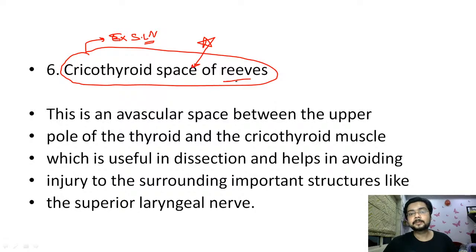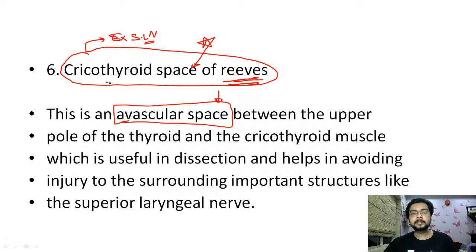So what is this space? This is basically an avascular space. Anytime you operate on a patient, you will want less bleeding. That is why we open the fascia in planes, and this is an avascular space. That means it does not contain, or contains fewer, blood vessels, so less bleeding.